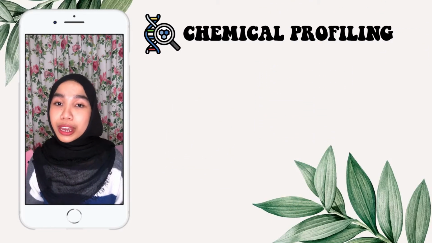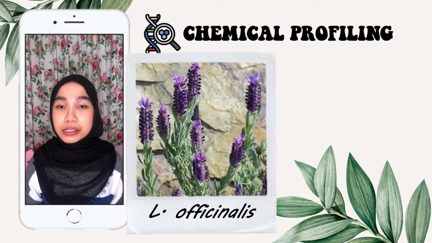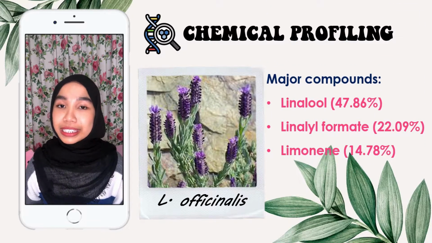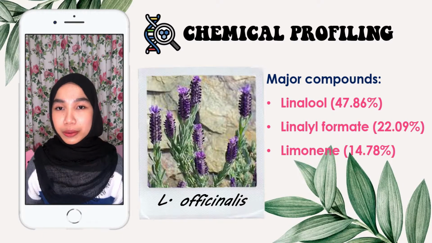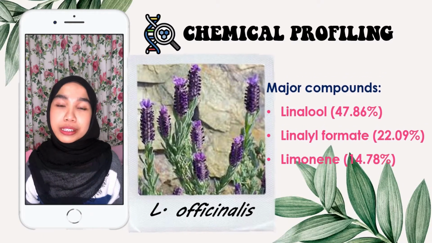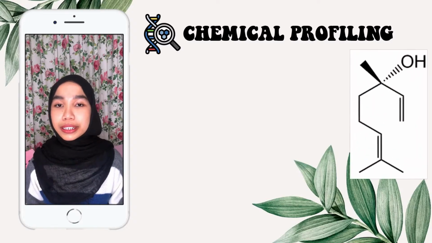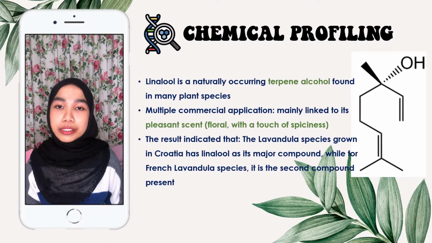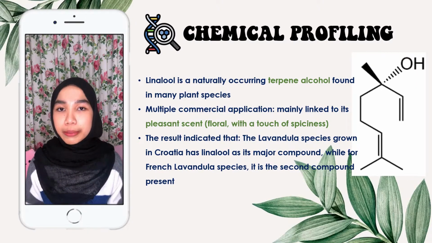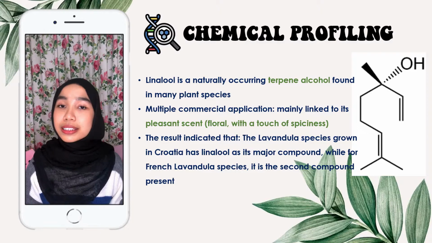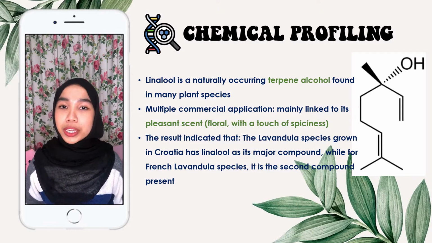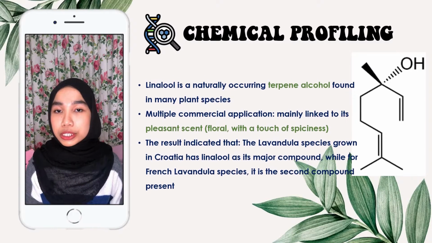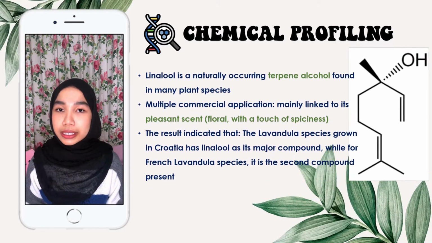The major compounds for the other Lavandula species, L. officinalis, are linalool at 47.86%, followed by linalyl formate at 22.09% and limonene at 14.78%. Linalool is a naturally occurring floral and spicy terpene alcohol that can be found in many plant species, and it is used in multiple commercial applications. So this study indicated that the Lavandula species grown in Croatia has linalool as its major compound, while for French Lavandula species, it is found as the second compound present.